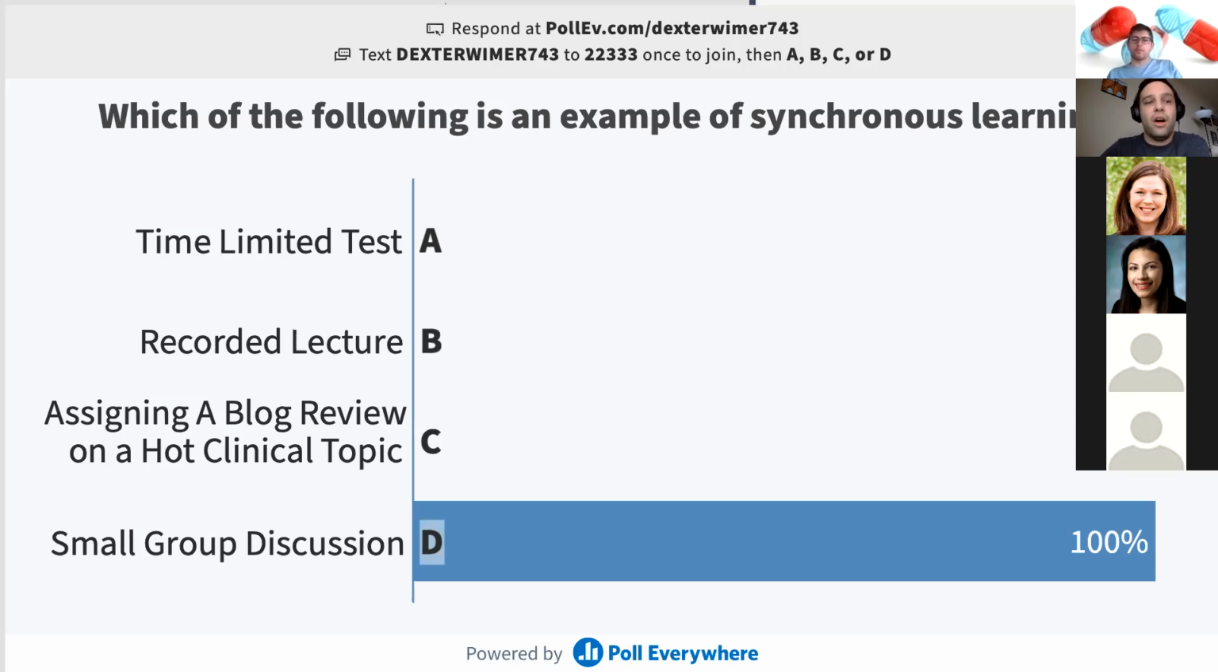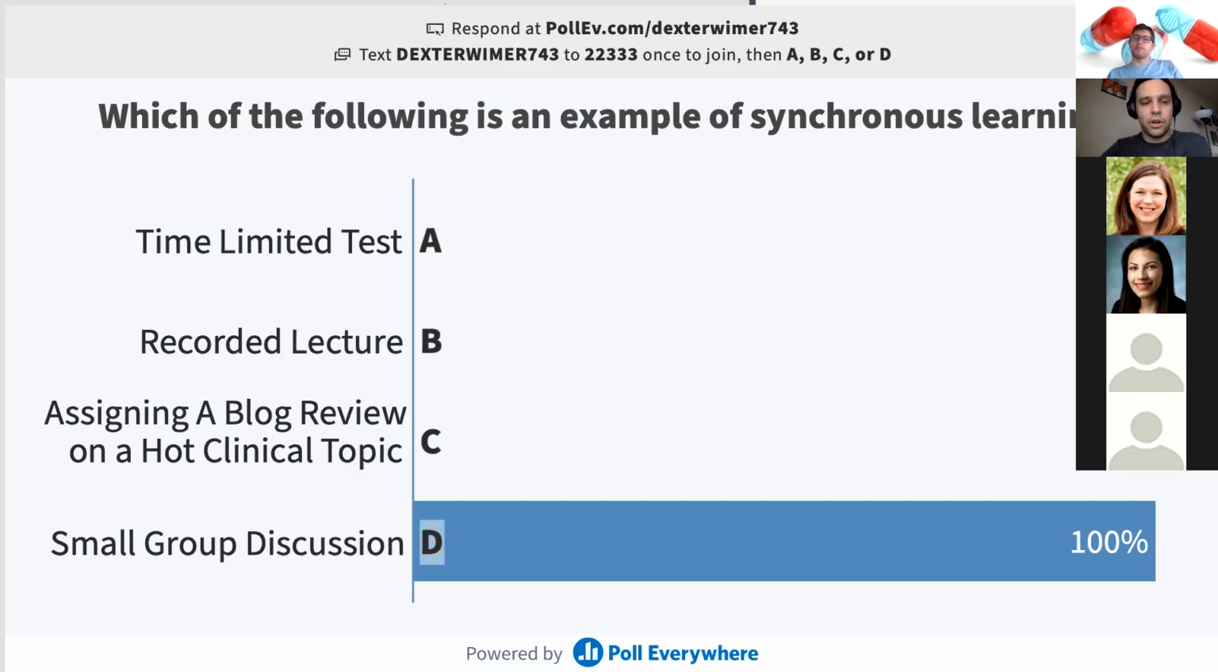Now, I want to point out that a lot of these activities can turn into synchronous learning from asynchronous learning. So a time-limited test is definitely an asynchronous learning experience. However, you could make it a group work test where everyone is working together to solve problems, and then maybe each group could present a piece of that problem. And so if you have multiple learners working, you can make this more of a synchronous learning experience rather than an asynchronous learning experience.